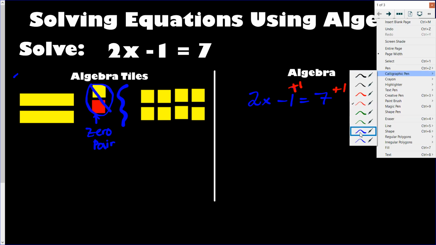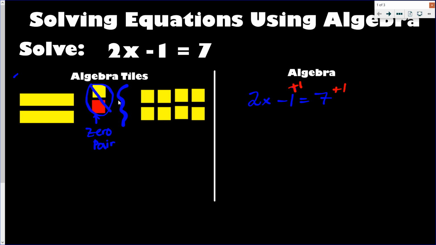Well, we're going to end up with the exact same thing with our algebra here. The zero pair here that canceled out, well, we did the exact same thing here. So this guy and this guy cancel out. Negative 1 plus 1 is 0. So I end up with 2x equals 8.